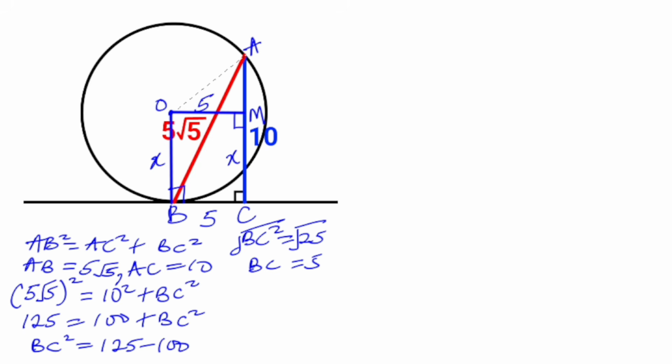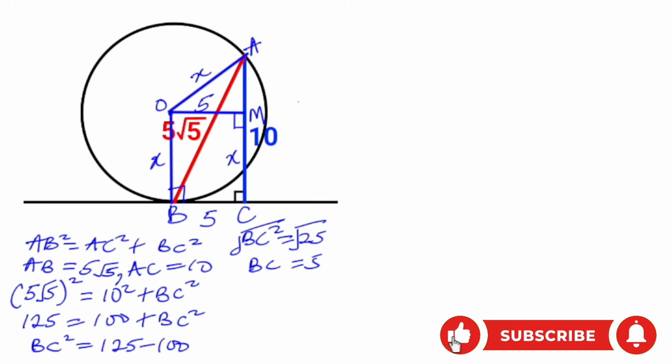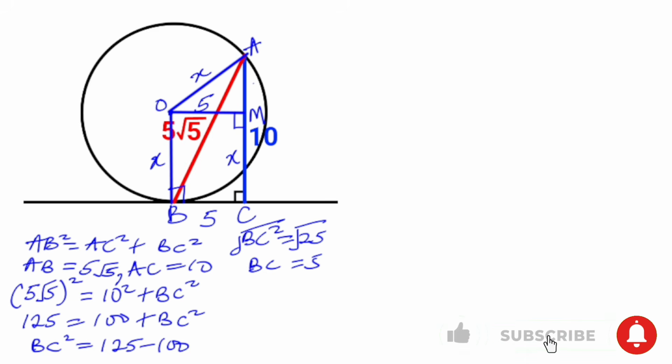Again, let's join AO with a straight line. This sets up a perfect little right-angled triangle at the top, triangle OMA. The hypotenuse OA is simply the radius of the circle, x. The base OM is 5. Now, take a close look at the top vertical segment, AM. Since the entire vertical length AC is 10, and the bottom portion MC is x, the remaining top segment AM must be exactly 10 minus x.